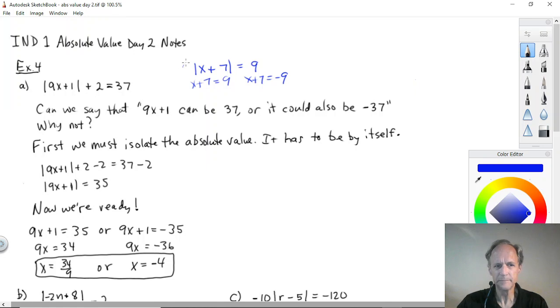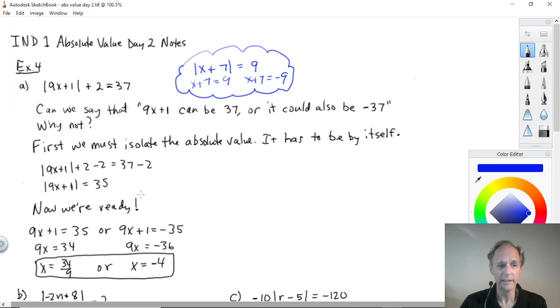So what can we do about that? Well, the key seems to be that the absolute value has to be by itself on that side, and then it makes sense to break it into the two equations. But we can achieve that, right? So first we must isolate the absolute value. It has to be by itself, and we can do that in this case simply by subtracting 2 from both sides. So we do that, and we get the absolute value of 9x plus 1 equals 35.